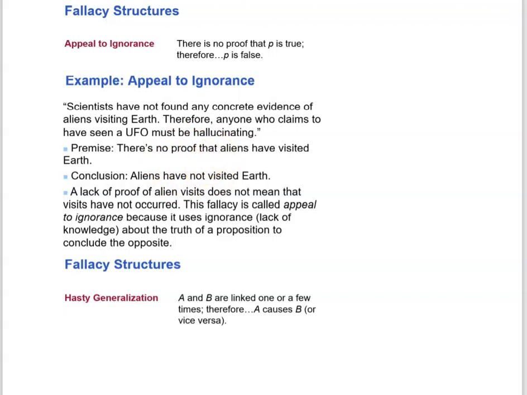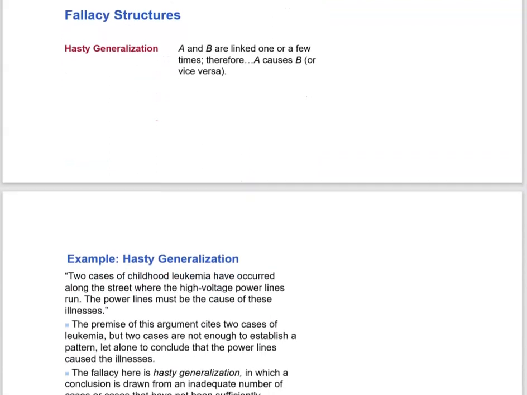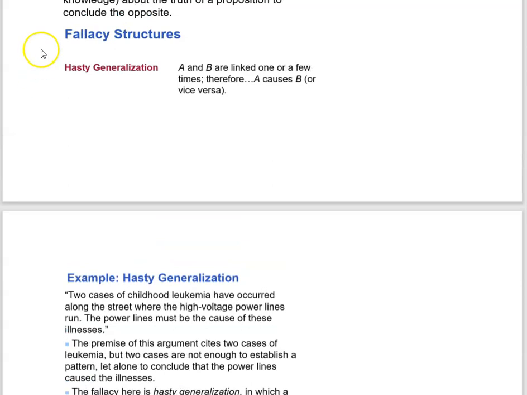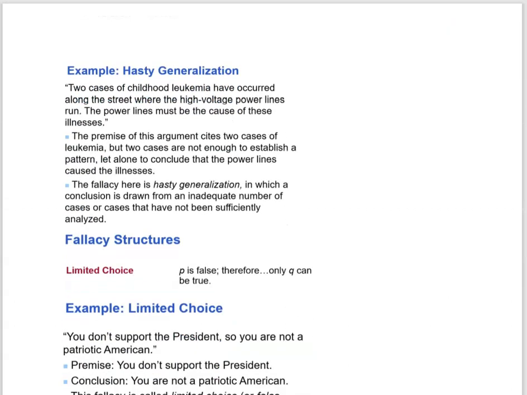Another one is hasty generalization. Hasty generalization is actually used a lot. When you're using that, A and B are linked one or a few times, therefore A causes B. A lot of science experiments and things like this try to use this: I can link these things together, so therefore I'm going to say that this proves something else happens. The example that they give is 2 cases of childhood leukemia have occurred along the street where the high voltage power lines run.